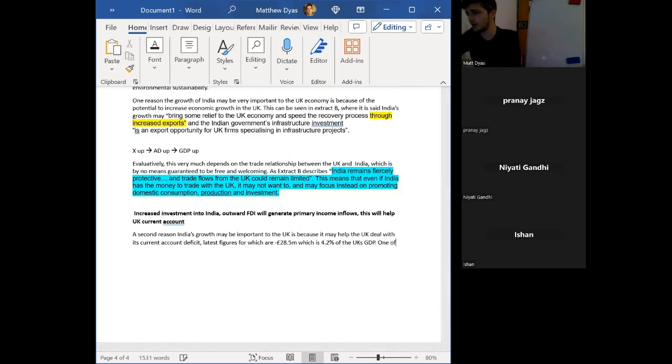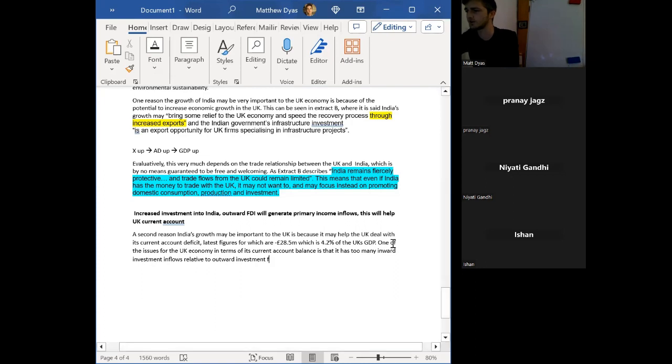So one of the issues for the UK economy in terms of its current account balance is that it has too many inward investment flows relative to outward investment flows. There we go, got there eventually.